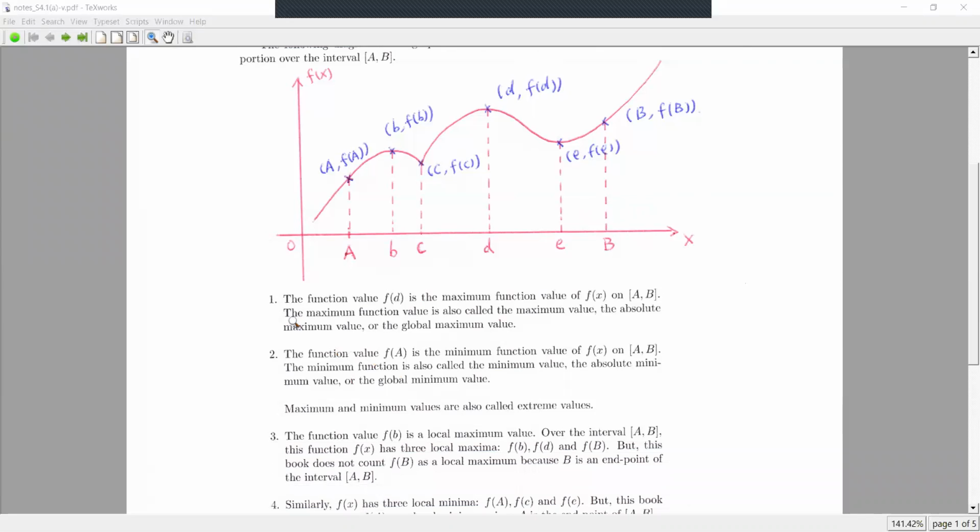In the book, maximum function value is also called maximum value or absolute maximum value or global maximum value. So when you read one problem in the book, if the problem asks you to find the maximum value, that means find the global maximum value.